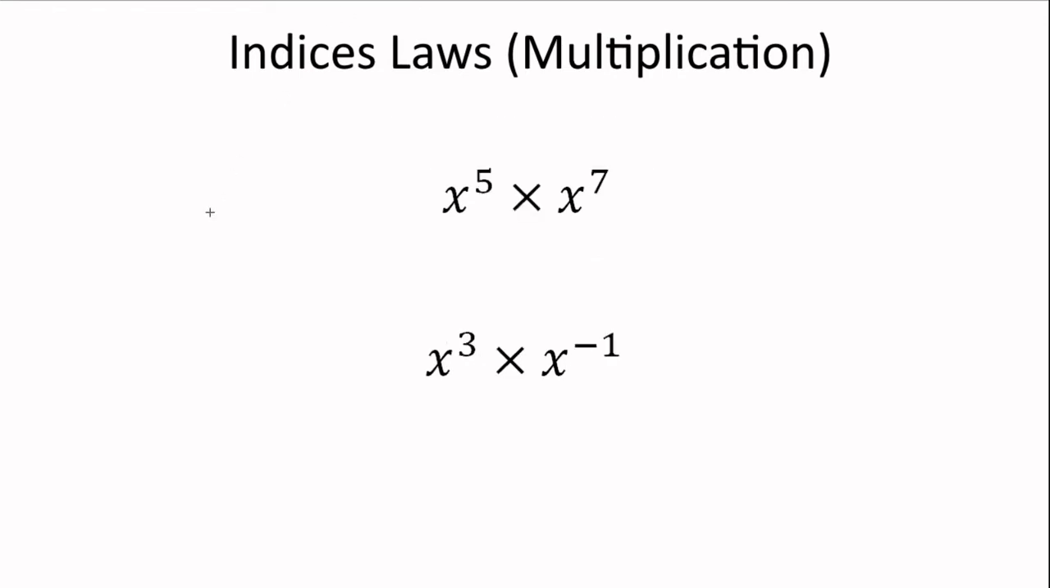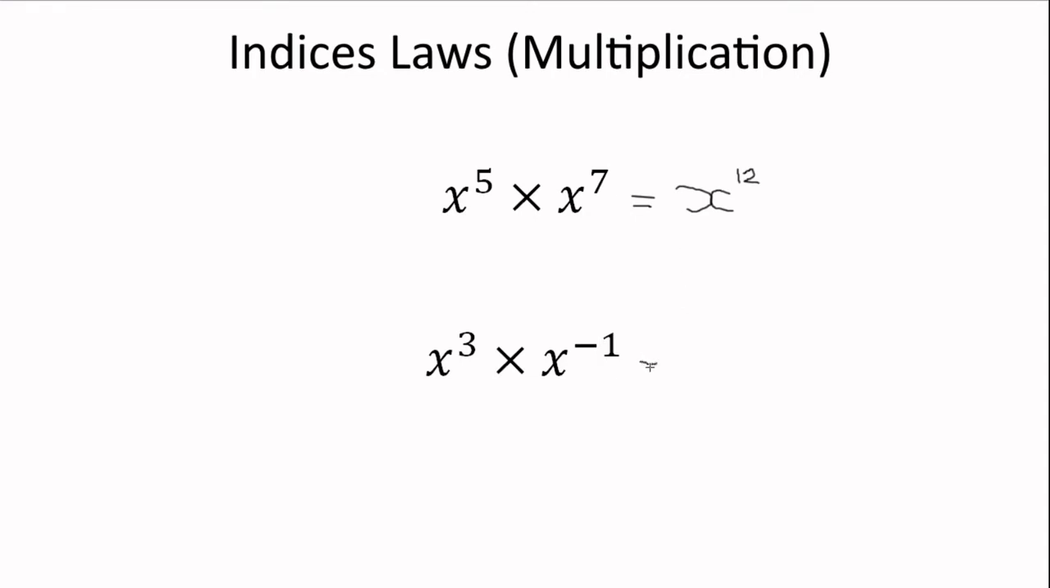So we've got 2 examples here. If we have x to the power of 5 times x to the power of 7, then we just quite simply add them up. It's just 7 plus 5. We get 12, x to the power of 12, done.